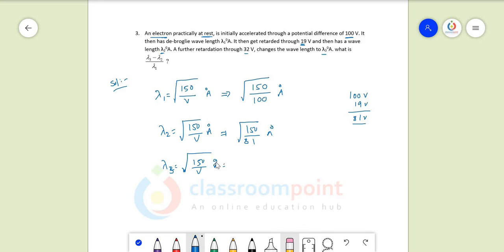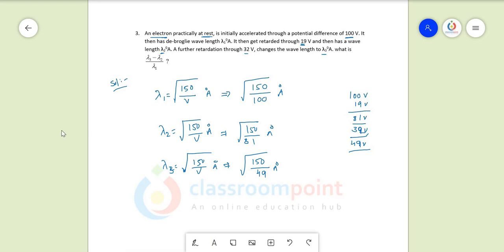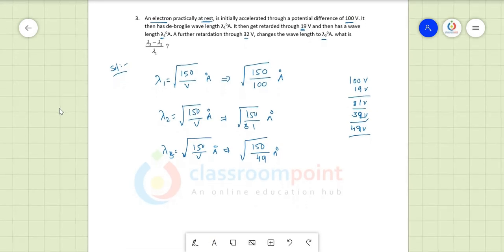Now, lambda 3 is equal to root 150 by V angstroms here. 150 as it is, we take, but the voltage is different. Now, from this 81, again they reduce 32 volts, so it becomes 49 volts. Then here we can write root 150 by 49 angstroms. Now, they were asking for this type of relationship for the given values. Let us try to get it.